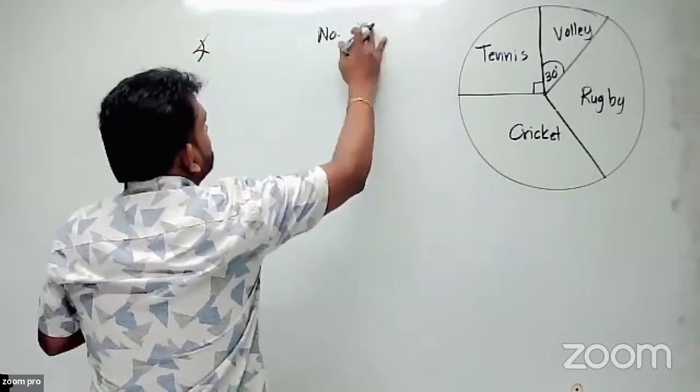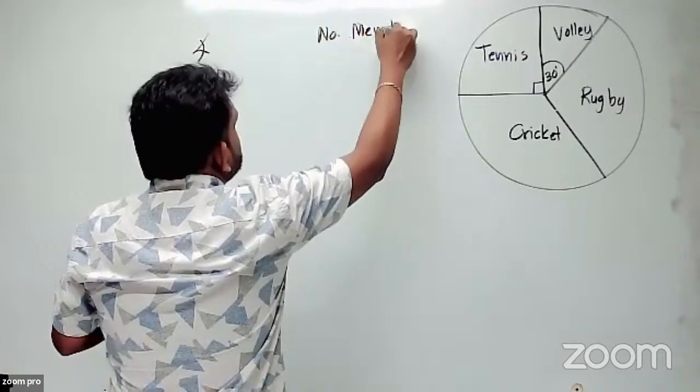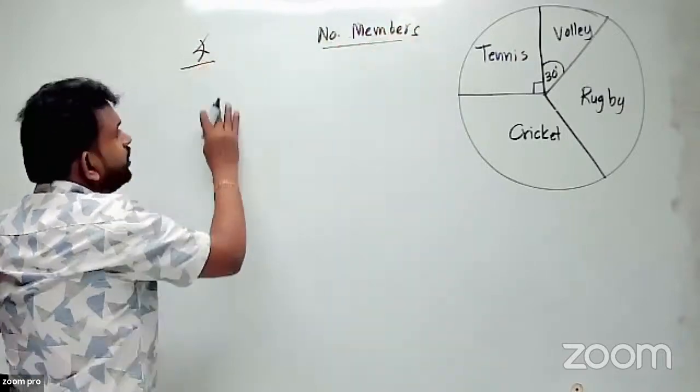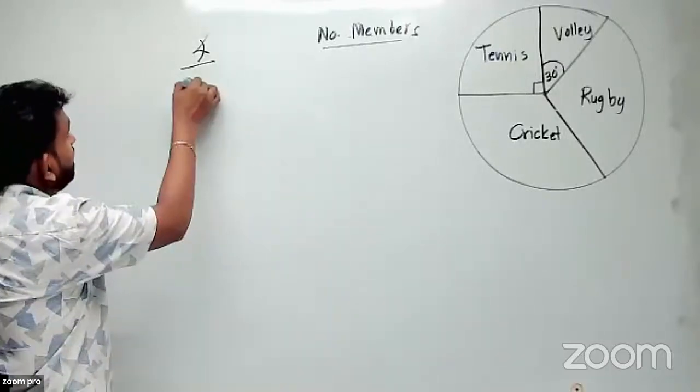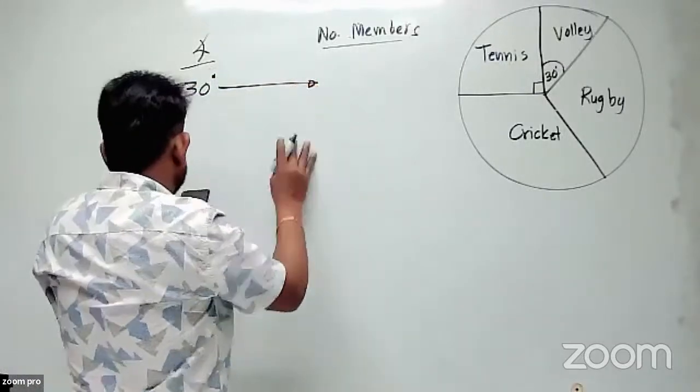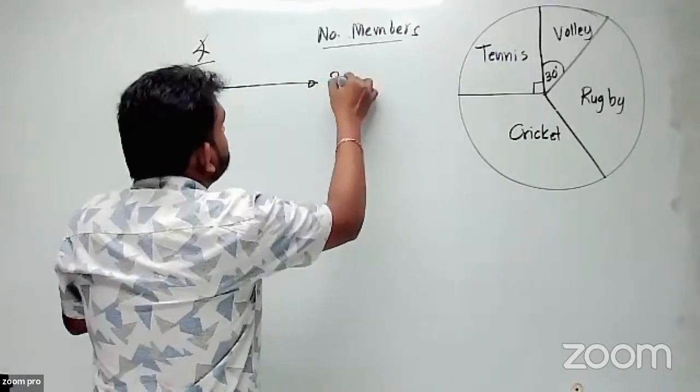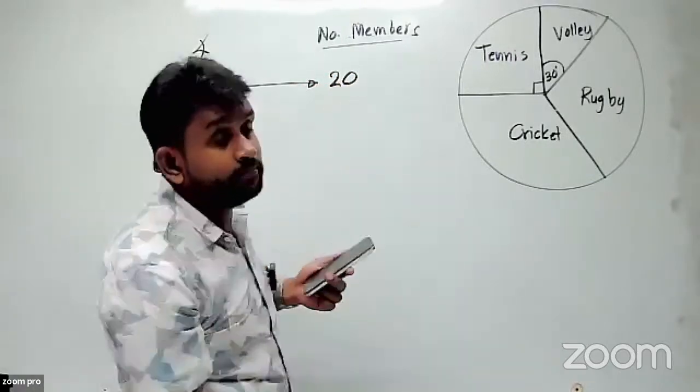Right, number of members. Let's see how these two relationships are built. So what is the angle of the volleyball? Volleyball is 30 degrees. How many members belong to that? 20 members are playing. 30 degrees, 20 members.